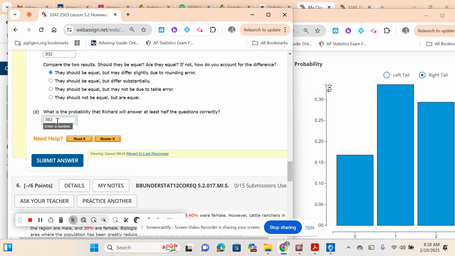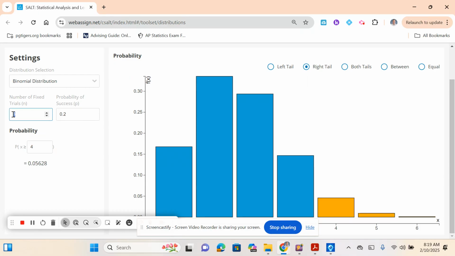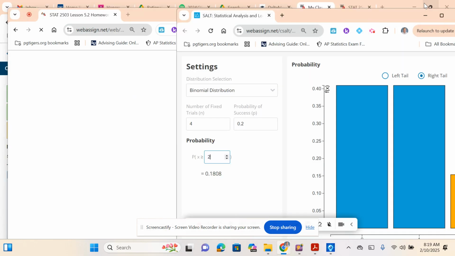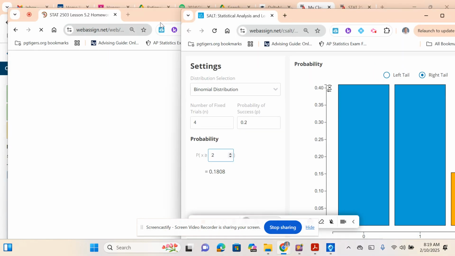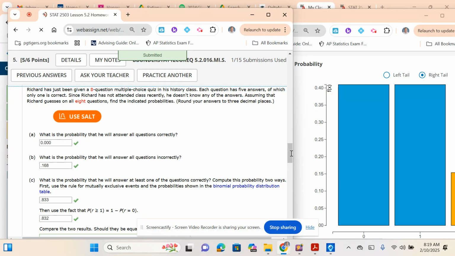So let's hypothetically say you had 4. So if it was the number of questions you had, the probability of success 0.2, at least half would be 2 and above. So it'd be 0.181. Okay, 0.181. So that's how you would do that. So at least half would be half your questions and above. So you have to do right tail when it's at a place and above. Okay, so that gives you the answer to that one. Some of you have 4, some of you have 8. That's why I went through the 4 examples.